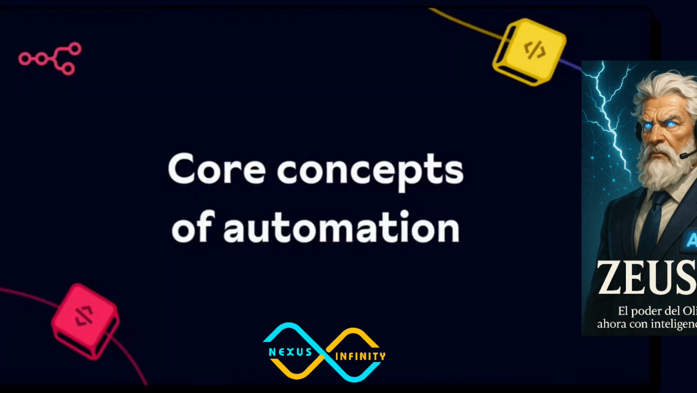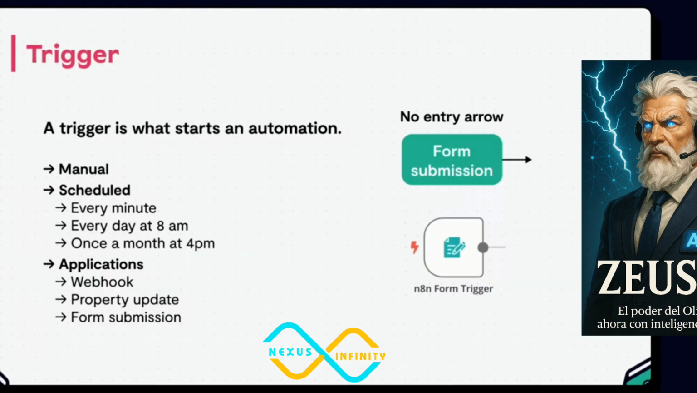I'd like to cover some core concepts of automation that are important to understand before building your first workflows. The first thing I'd like to talk about is a trigger. A trigger is what starts an automation. So, from the example that we looked at earlier, we can see that the trigger was the form submission. When we're going to be drawing out these automations, we're going to see that the trigger is not going to have an entry arrow, only an exit arrow.